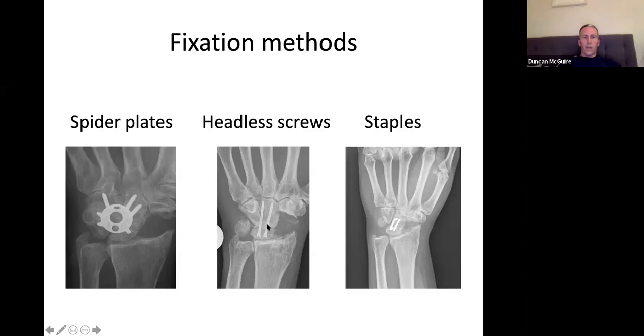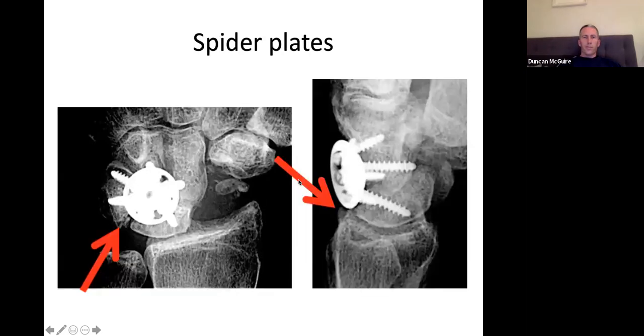The technique we prefer here is headless bone screws, which are inserted through the lunate into the capitate and maybe the hamate. Advantage of this is there's no hardware at all. And then another technique is using staples. But again, here sometimes you can have dorsal hardware problems and get impingement against the distal radius with wrist extension. So our preferred technique is using headless screws.